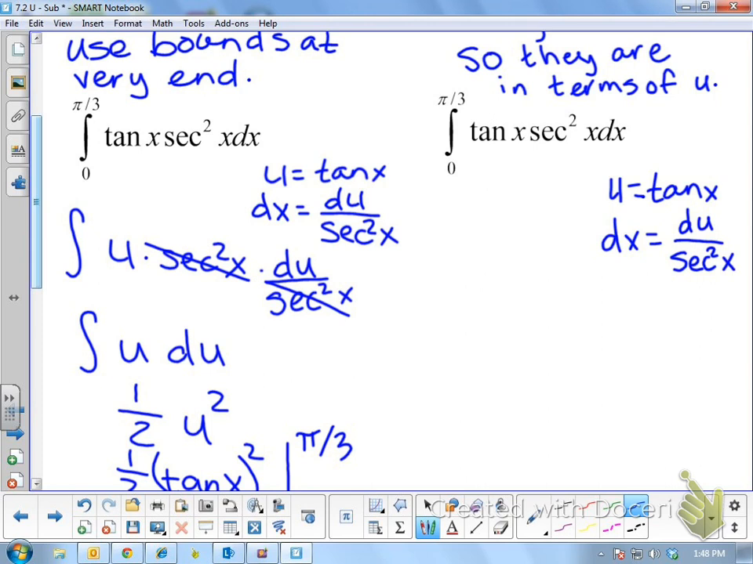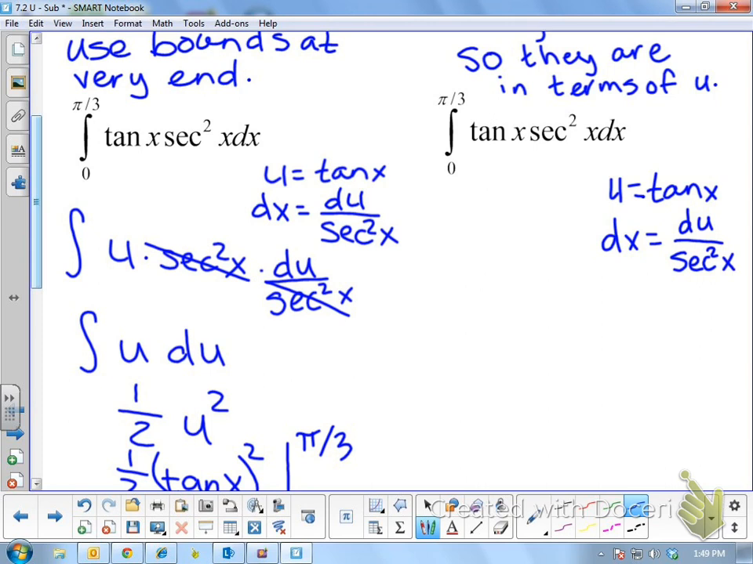But now we have to change the bounds. So if I'm going to change the bounds to be in terms of u, what function here could take something that's an x and make it into something that's a u? Something we already have written down would take something that's an x and change it to be a u. Tangent of x is equal to u. I know what tangent x is, and it makes a u.